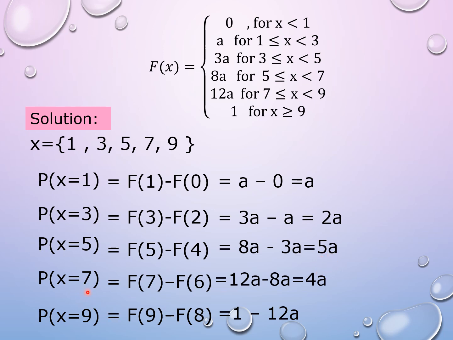And then probability x equal to 7 equals F7 minus F6. Where is F7? Here, 12a. And F6 is somewhere in here, which is 8a. So just 12a minus 8a, you get 4a. And the last one is probability x equal to 9, which is F9 minus F8. F9 is 1 minus F8, which is 12a. So you get this.